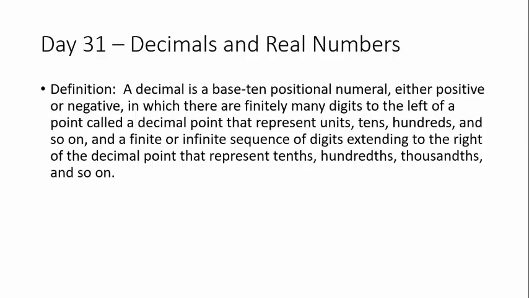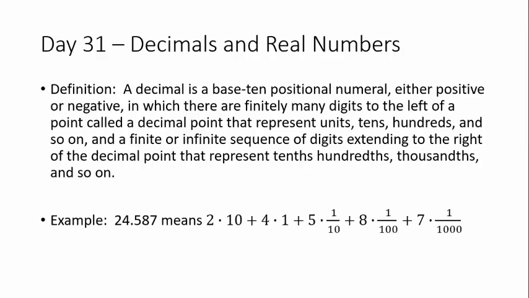All of us have seen decimals before. We know what they are, but actually defining what this is very interesting to us. Let's look at this example. We've got 24 and 587 thousandths. What does this actually mean?